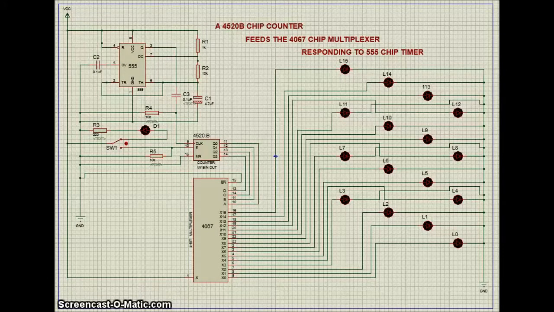Hello hobbyists. In this Proteus simulation, a 4520B chip counter feeds the 4067 chip multiplexer, which responds to 555 timer pulse generation. The counter and the multiplexer are both CMOS chips. They are compatible with the output from the 555 timer. To select a random number, the push button must be pressed.